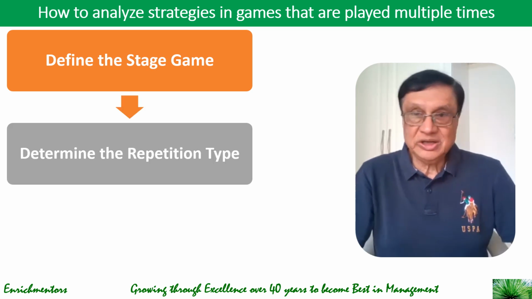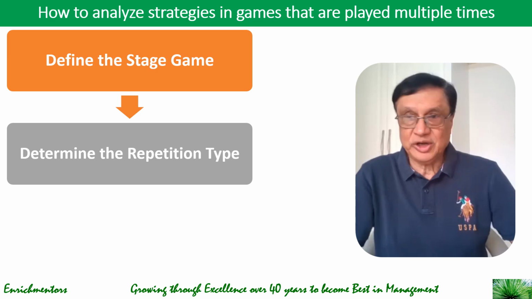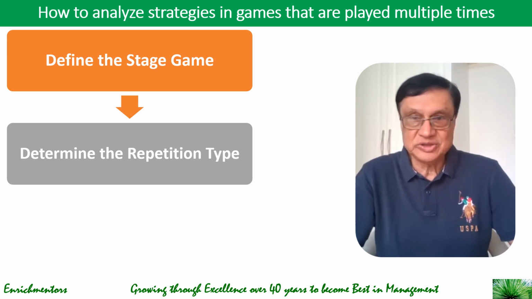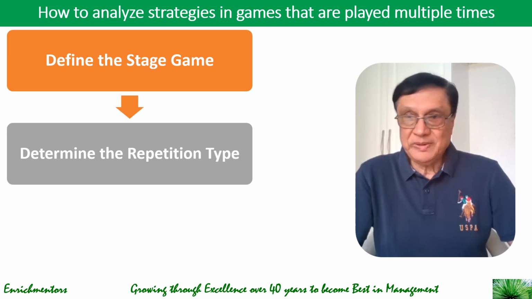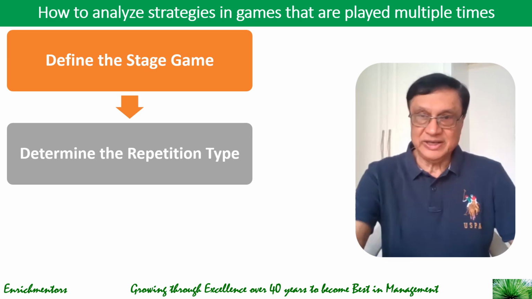Then you need to determine the type of repetition. Is it going to be a game that is played a known finite number of times, or is the game going to be played indefinitely or for an unknown number of times? So define the repetition type as finite or infinite games.